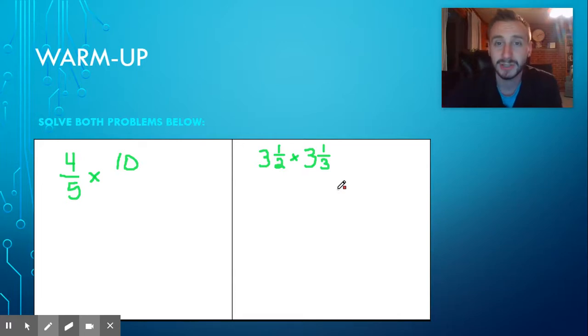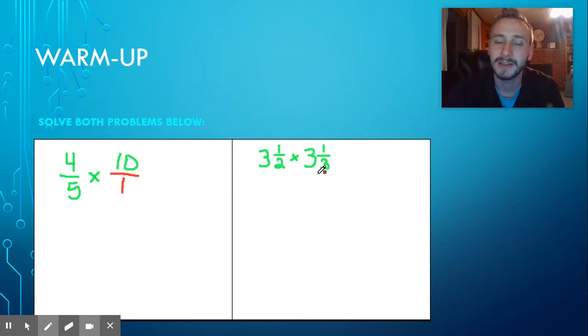Before I set you loose so that you can try them on your own, some things I want you to remember. The first thing you always want to do when you're multiplying fractions is to line up your fractions. For this first one, you'll notice that 10 isn't a fraction. So in order to multiply it by 4/5, you want to make it into a fraction. The way we do that is we add a 1 underneath of it, because 10 divided by 1 is just 10, so it doesn't change the number.